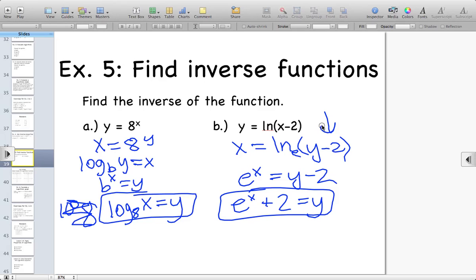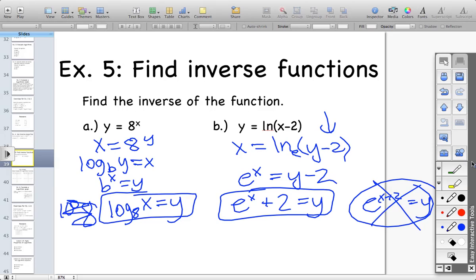If you forget the parentheses, you end up with e to the x plus 2 is equal to y. And it's a slightly different equation, has a horizontal shift instead of the vertical shift, and you end up with a different graph. So watch your parentheses. This whole thing is equal to e to the x.